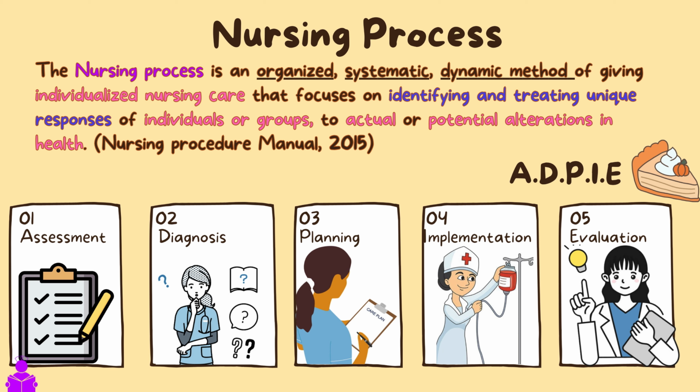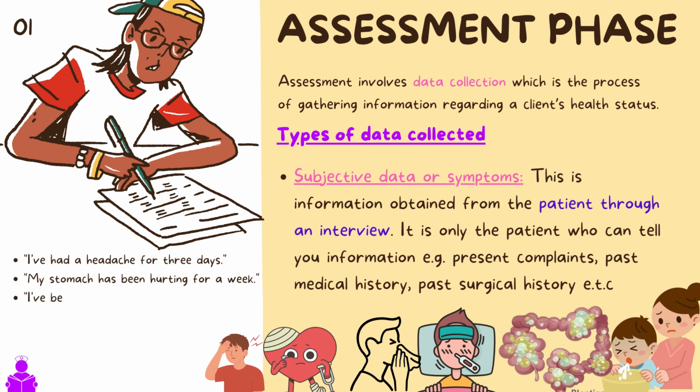ADPIE stands for A for assessment, D for diagnosis, P for planning, I for implementation, and E for evaluation. We are going to expand each of these so that you can understand exactly what they mean. So let's talk about assessment, which is the very first step of the nursing process. It is about gathering all the information. We call that data collection, right?